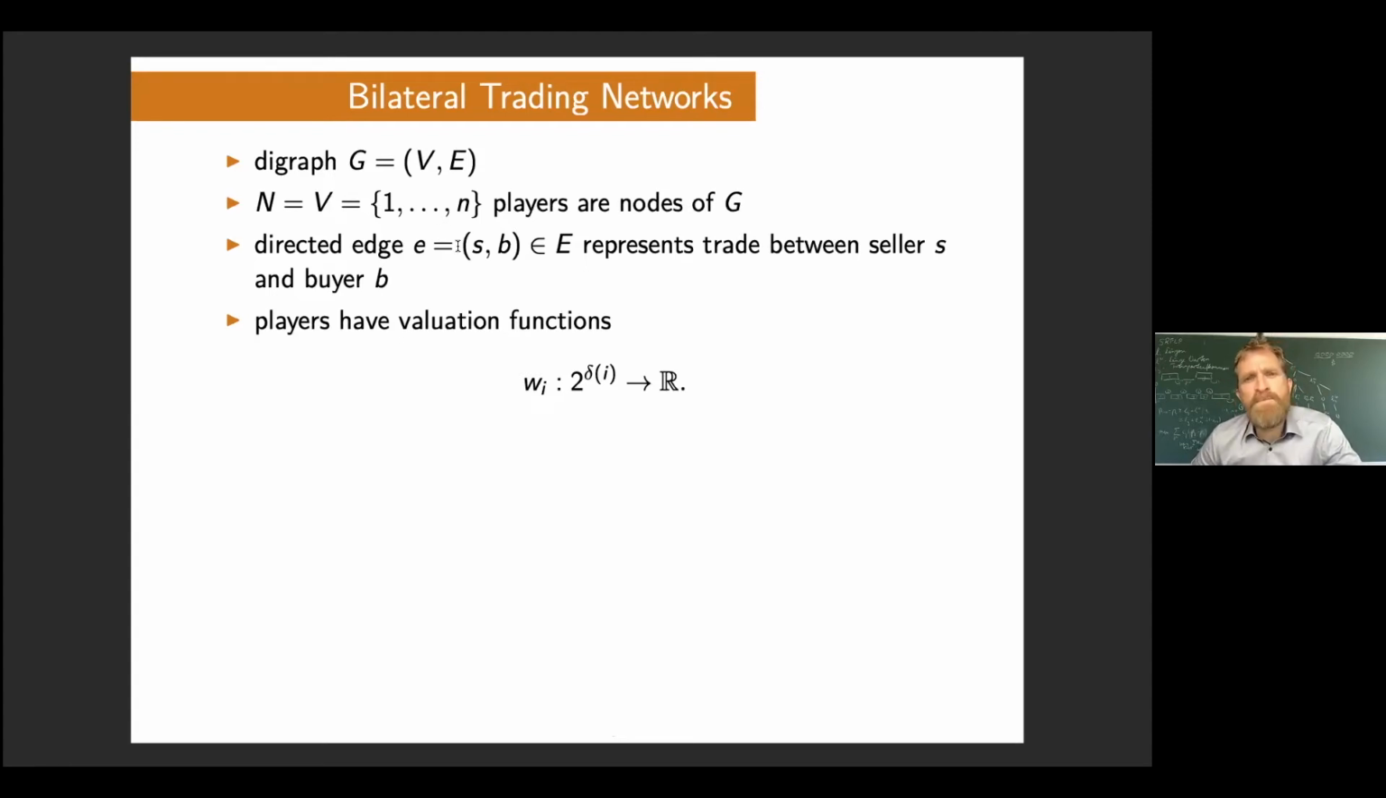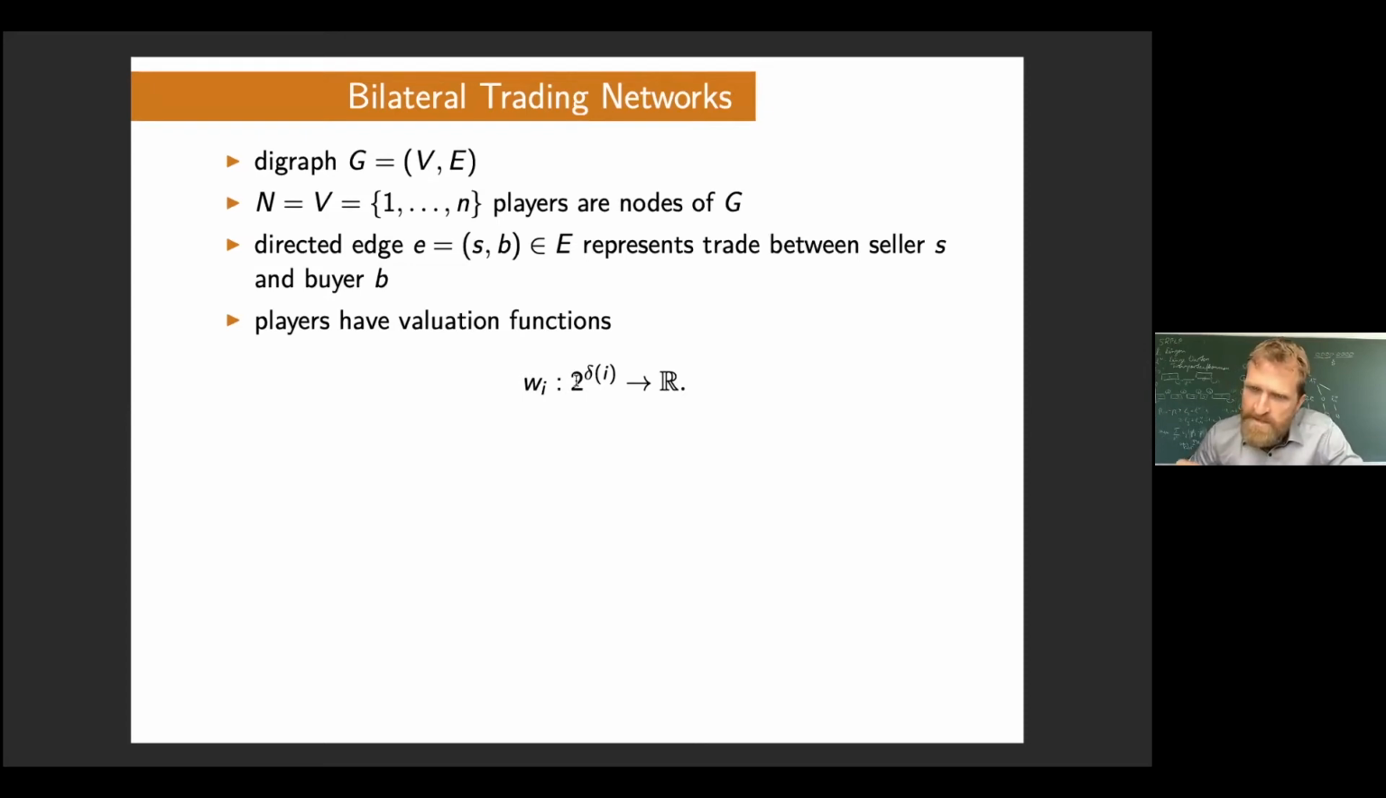And if there is an edge, that means the start vertex can sell some item or can be engaged in a trade with an end vertex B here. So the source is the seller S and the end vertex is the buyer B for some trade that these two parties can realize. And players, so the nodes, have valuation functions depending on which neighbor they are engaged in a trade with.